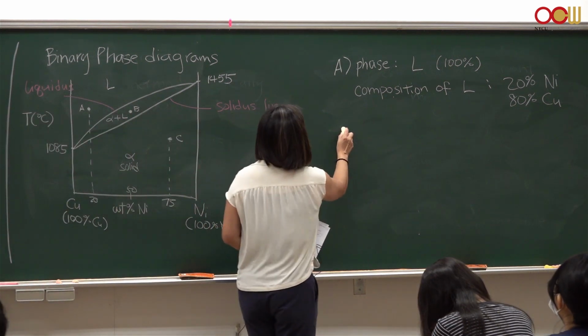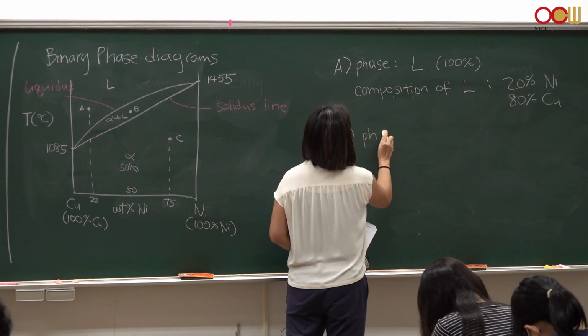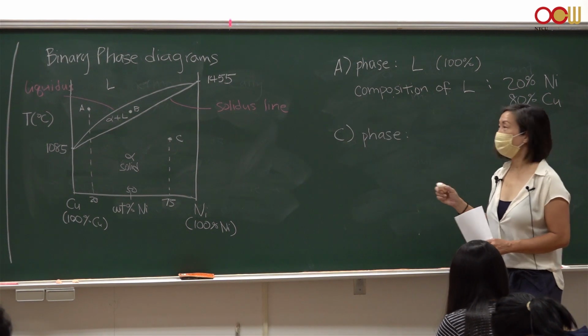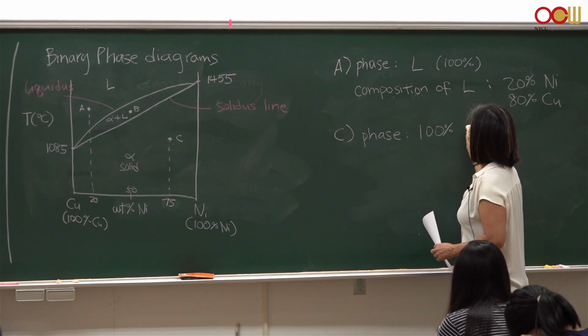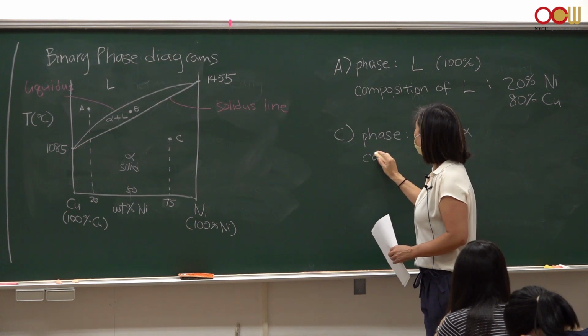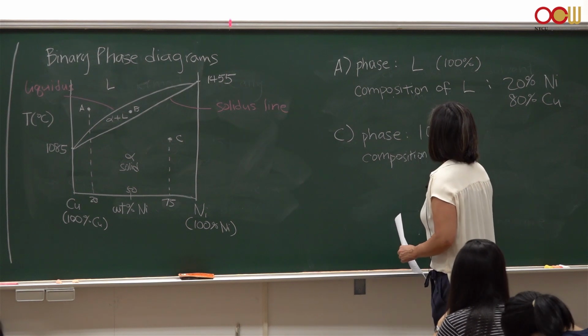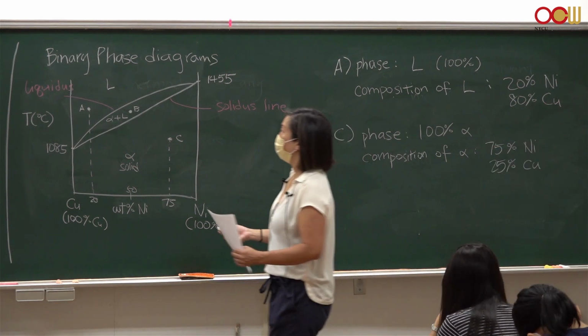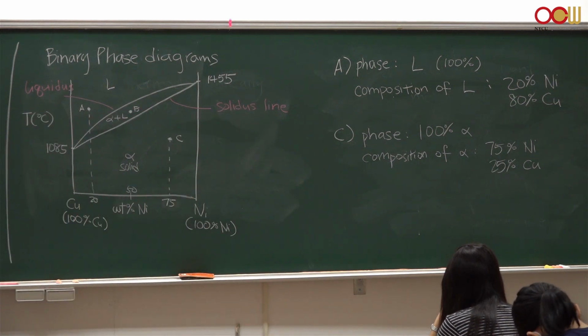Okay, let's look at C. What is my phase here? Alpha, right. 100% alpha. What is my composition of my alpha phase? My point B is a little bit different, so let me show you.